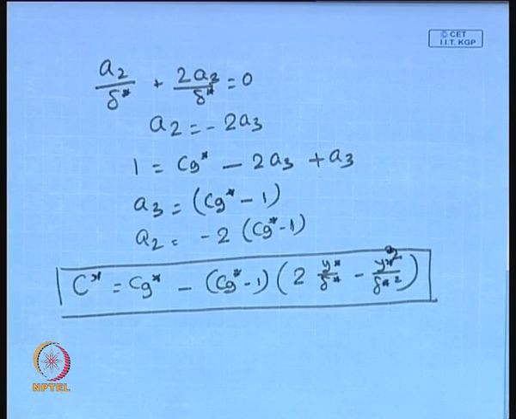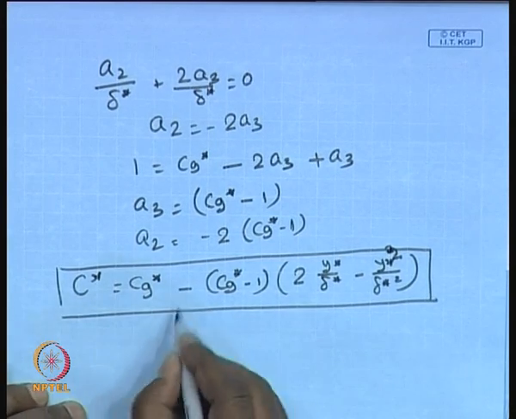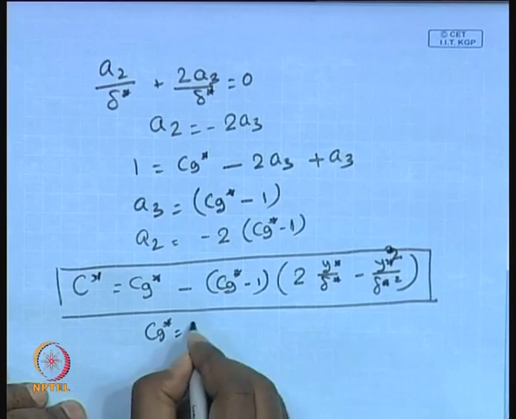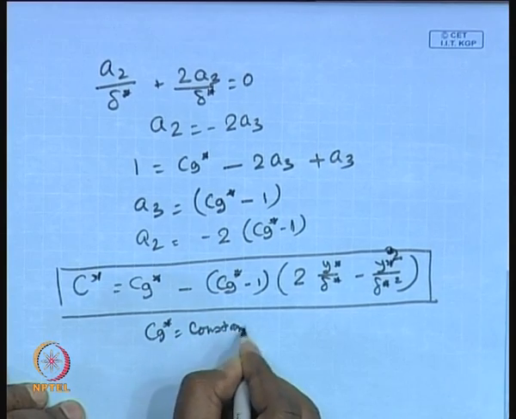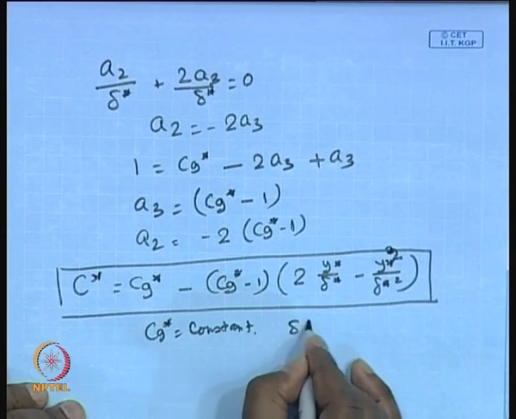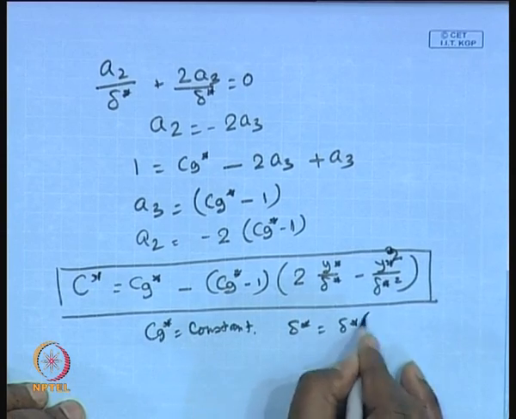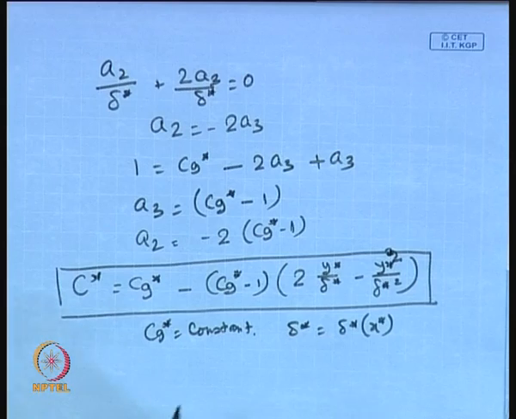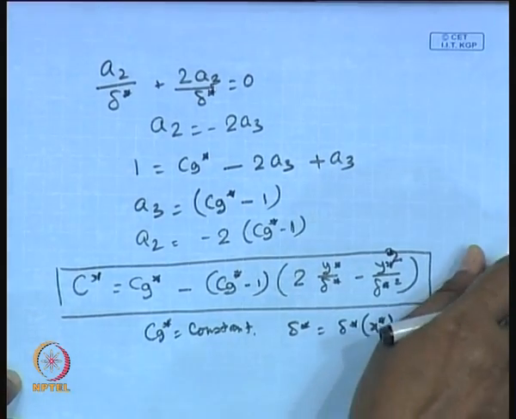Now, what are we going to do? Your Cg star is constant, because Cg is constant, and delta star is a function of x only. We are going to get the derivative with respect to x, the derivatives with respect to y and del square C star del y star square, and substitute these derivatives in the governing equation.